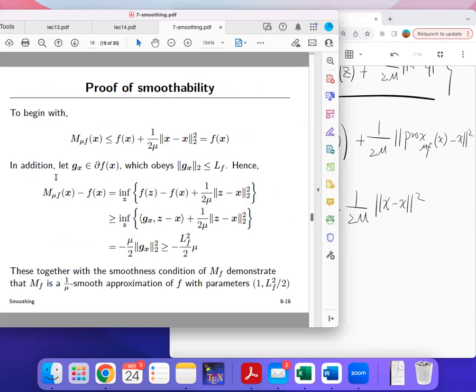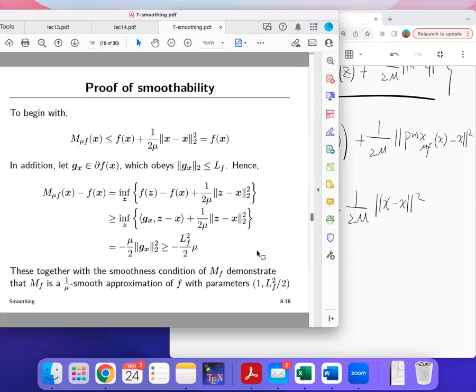This part, this is the inequality for the upper bound. If you rearrange this inequality, right? So you will have f(x), if we move it to the right-hand side, f(x) less than or equal to the Moreau envelope plus a constant, right? So this serves as the upper bound.